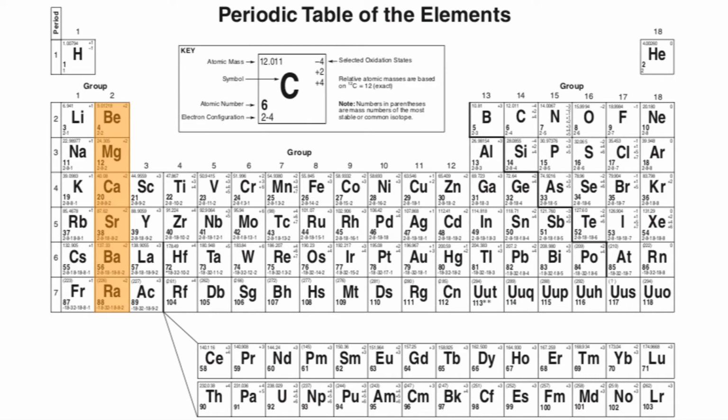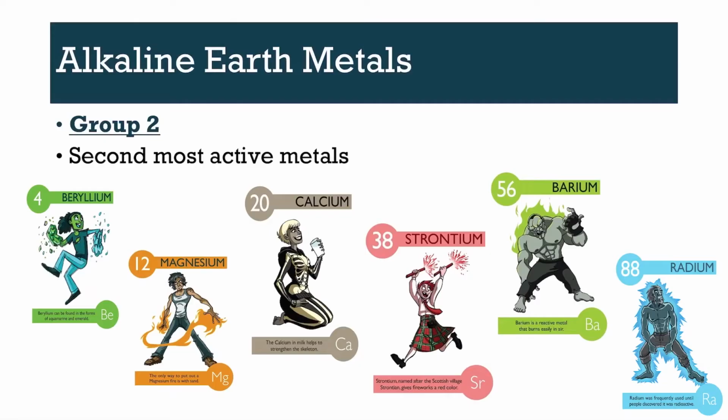Okay. Next is group 2, this orange. And these are your alkaline earth metals. So again, these are anything in group 2, and these are the second most active metals. So group 1 is the most active, and then group 2 is the second most active.